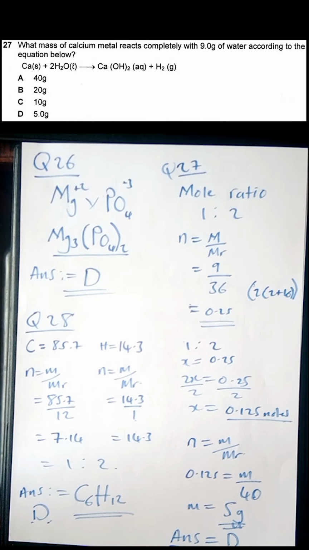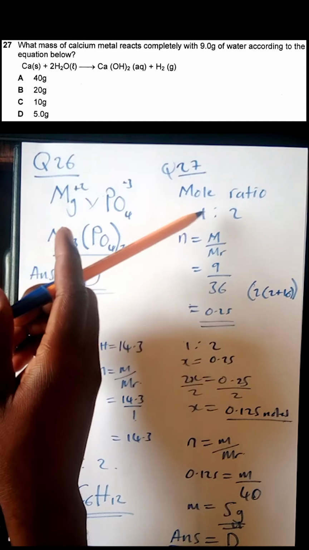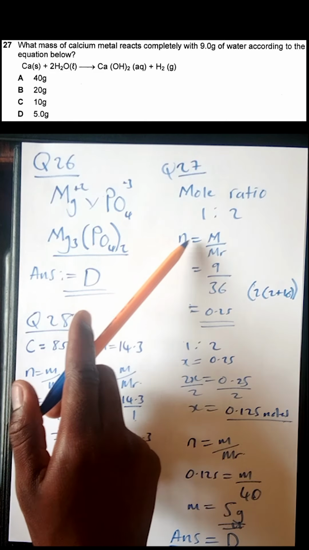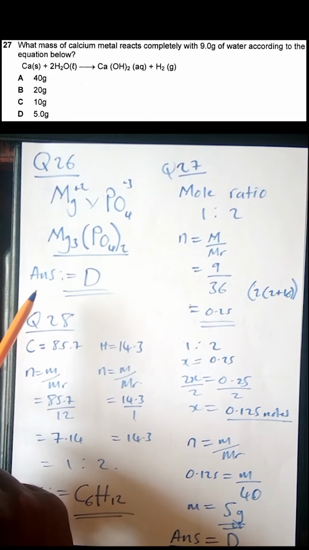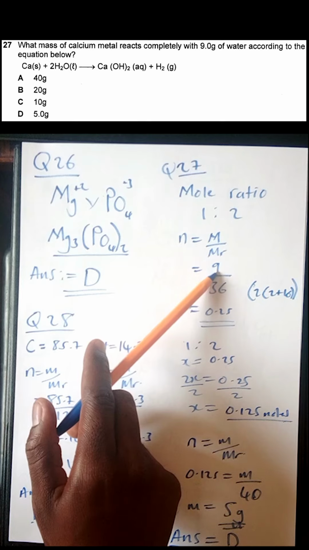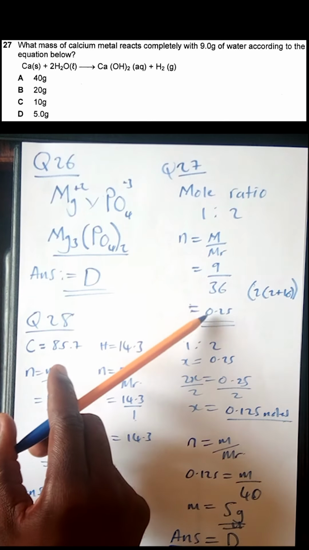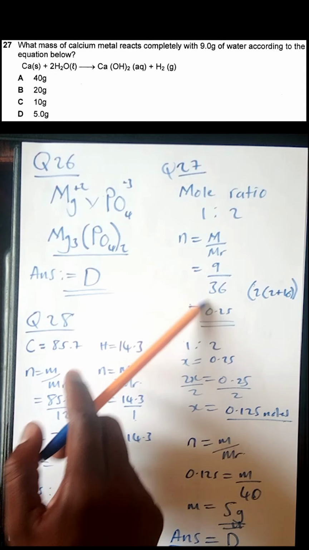27. What mass of calcium metal reacts completely with 9 grams of water according to the equation below? According to that equation, since it is already balanced, we can see the mole ratio is 1 to 2. So let us find the original number of moles of water. We use this formula: number of moles is equal to mass over molar mass. The mass we are given is 9. If we calculate the molar mass of water, we're getting it to be 36. When we divide, we get 0.25.